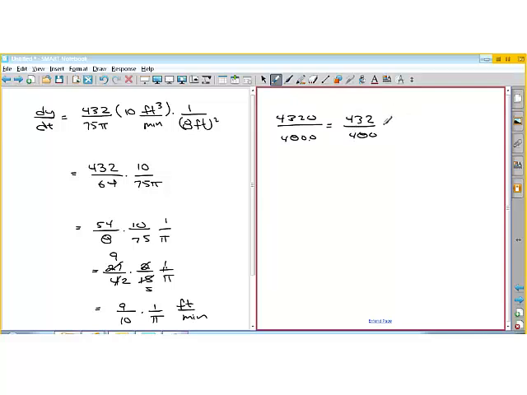Okay, now what do we do now? Well, the easiest way is just keep dividing everything by 2 until you run out of opportunities to do that. So 432 divided by 2 would be 216. 480 divided by 2 would be 240. 216 divided by 2 would be 108. 240 divided by 2 would be 120. 108 divided by 2 is 54. 120 divided by 2 is 60. 54 divided by 2 is 27. 60 divided by 2 is 30.